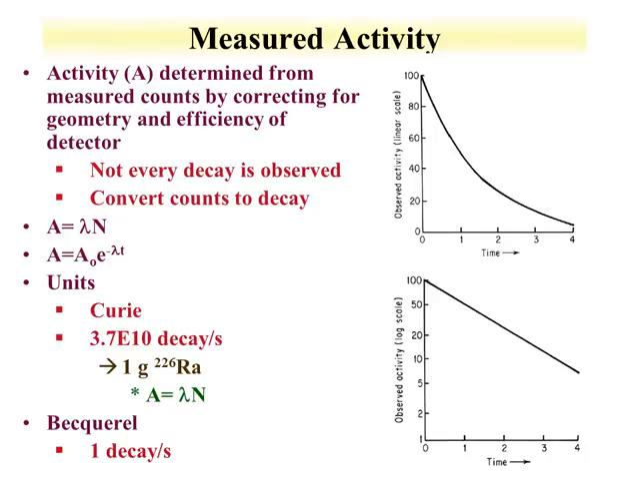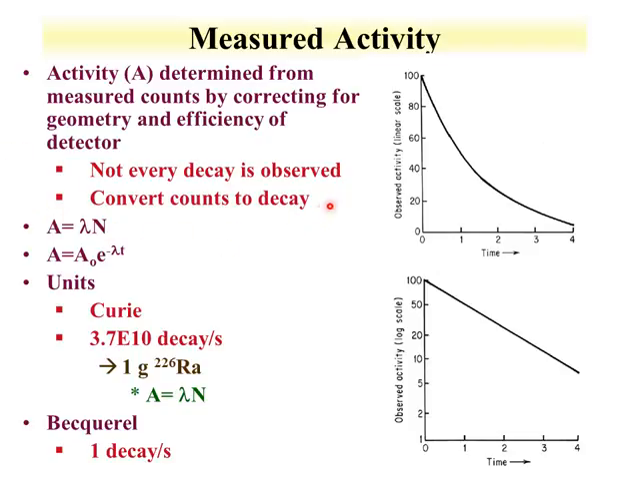We've already mentioned activity, and we showed how we generated this equation, activity equals lambda N, where we know that the activity can be measured in the laboratory. Now, in our detector, not every decay is observed, so what we measure on a detector is counts. I have so many counts per second.